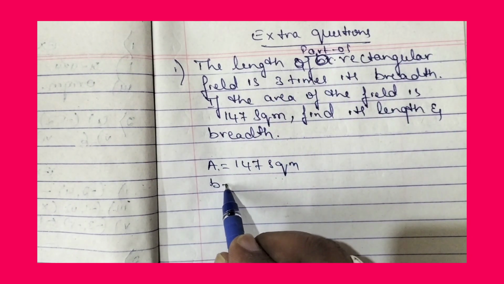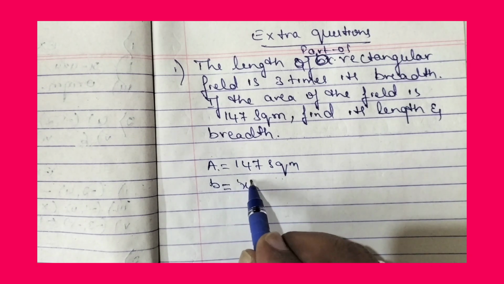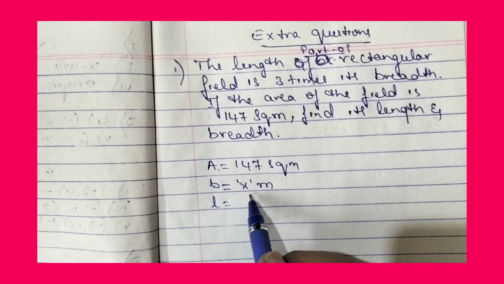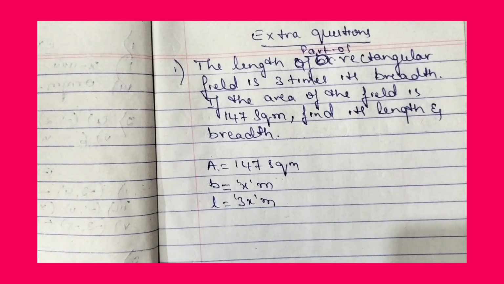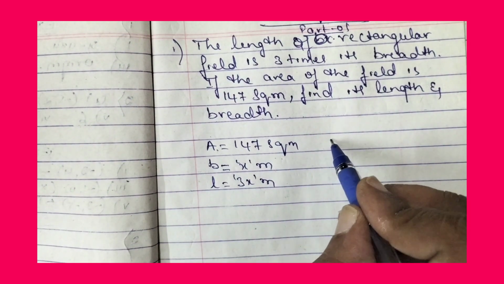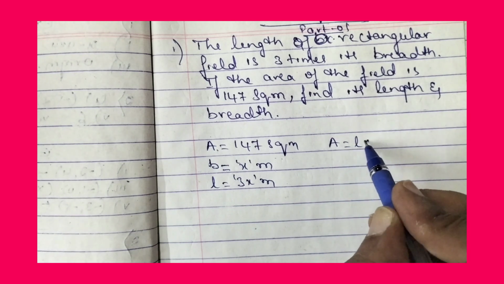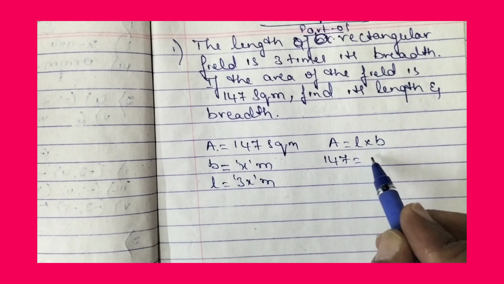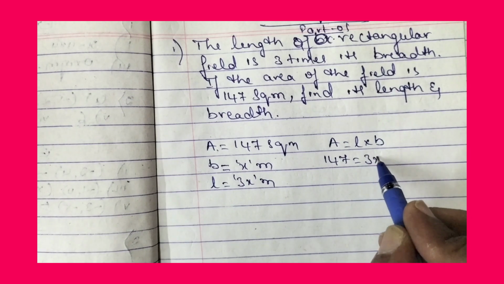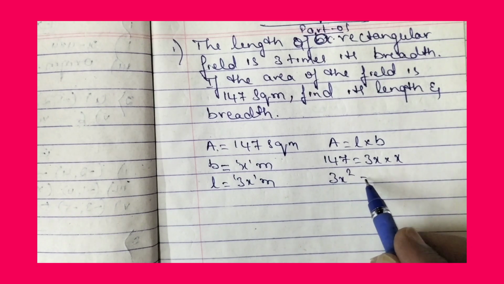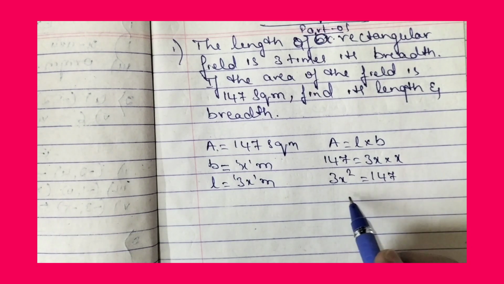Now let us take the breadth of the rectangle as x meter. If breadth is x meter, then length is 3 times the breadth, that means length is equal to 3x meter. Area of a rectangle is equal to length into breadth. So area 147 is equal to length 3x into breadth x. So 3x into x will become 3x square, which is equal to 147.